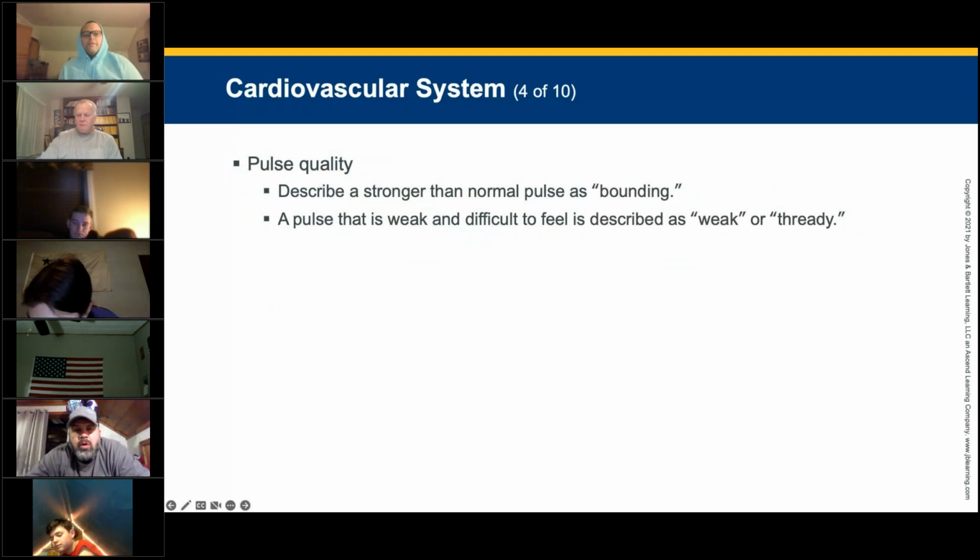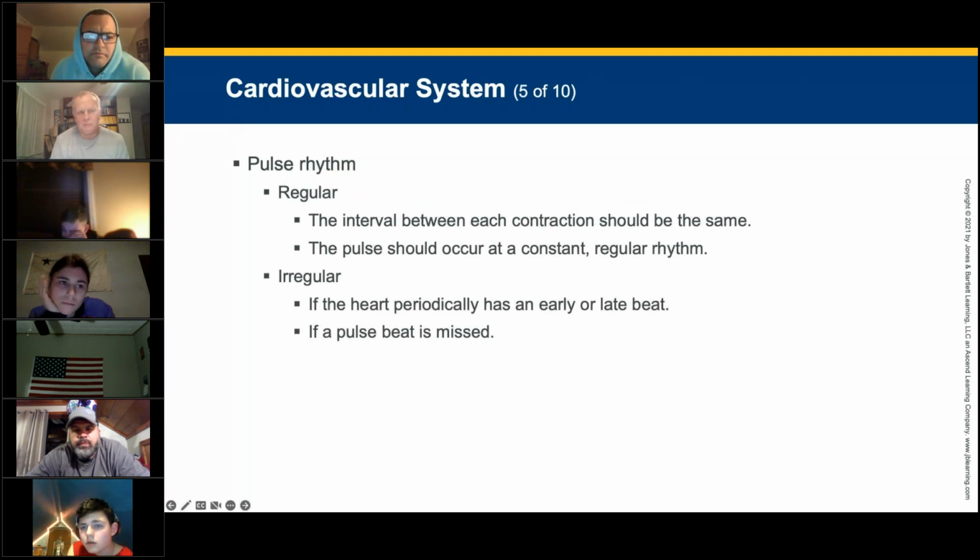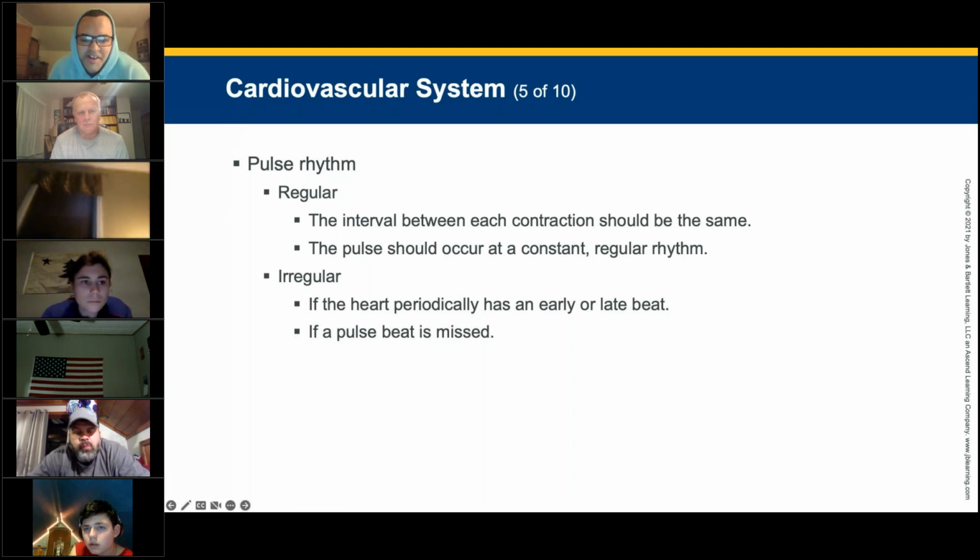Pulse quality. If the pulse feels like it's stronger than normal, we describe that as bounding. A pulse that's weak and difficult to feel, we would call weak or thready. The rhythm of the pulse. So if it's regular, the interval between each contraction should be the same. The pulse should occur at a consistent, regular rhythm. Or if it's irregular, the heart might have an early or a late beat, or it might miss one altogether.